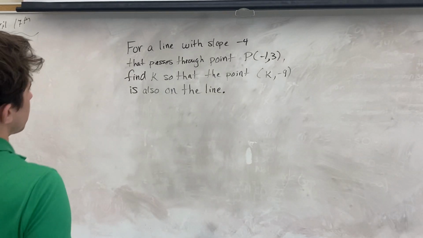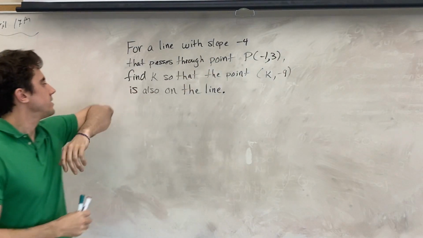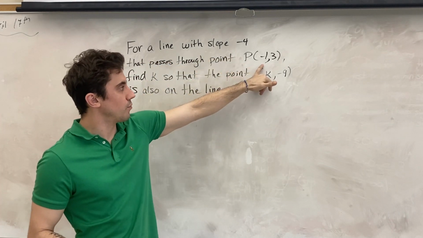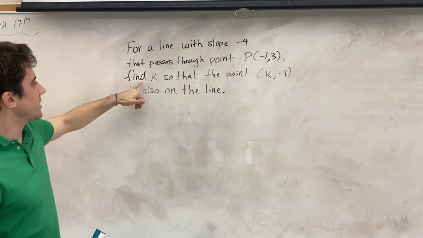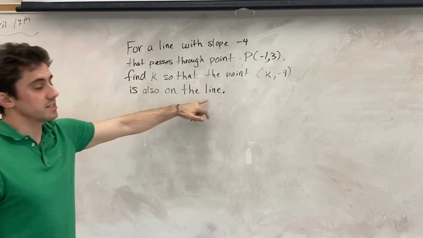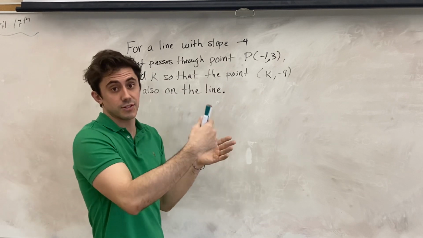Good afternoon, everyone. Today we're going to be looking at a line with a slope of -4 that passes through the point, which means hits the point P at (-1, 3). And we want to find k so that the point (k, -9) also sits on this line, so that our line also passes through it.